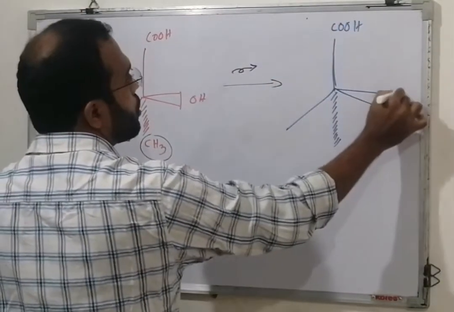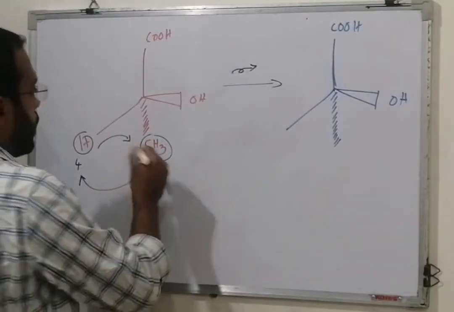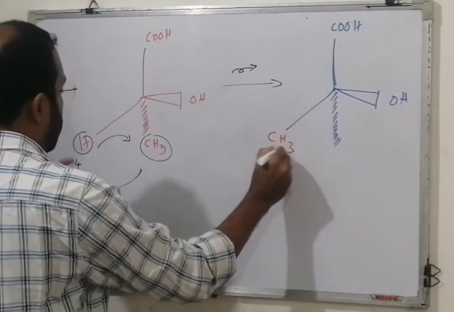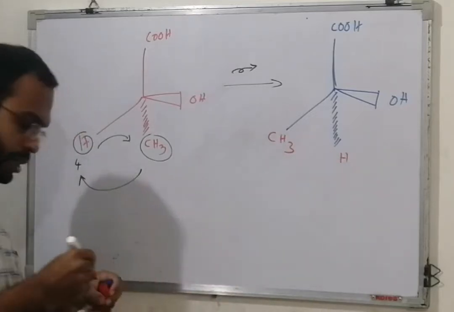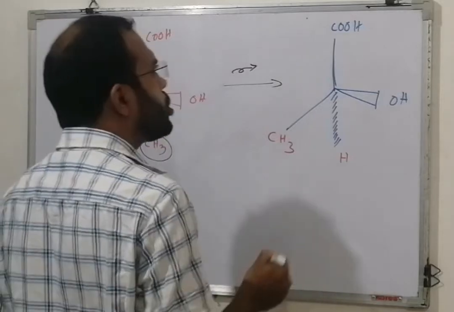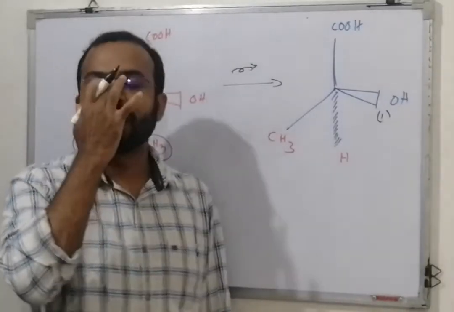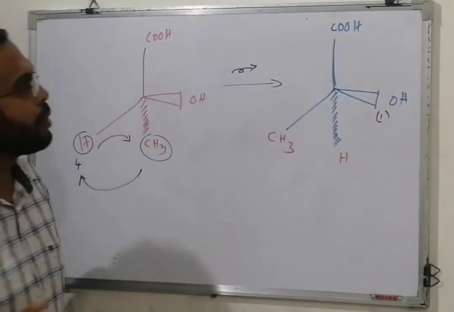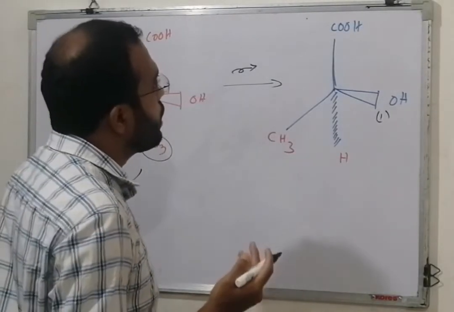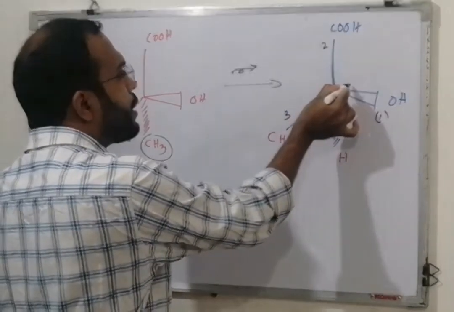COOH, OH. Now we are just exchanging nothing but this CH3 here and H here. We have exchanged. Now you please number the most priority, oxygen, as 1. This priority rule has been discussed in the previous videos. Remember, please go and watch it. Second goes to here, third goes to here.